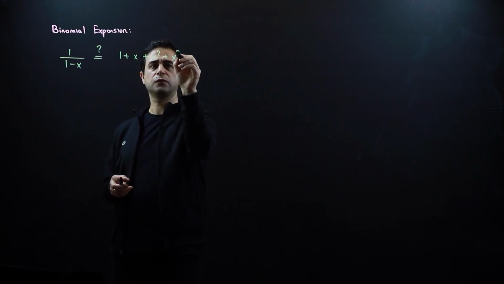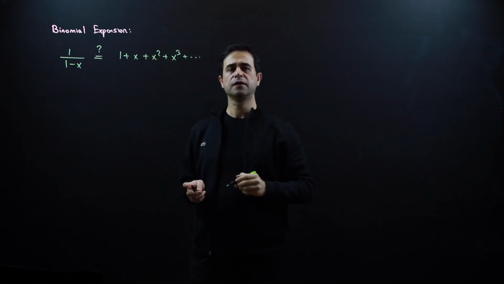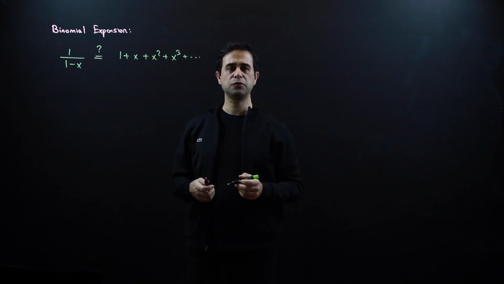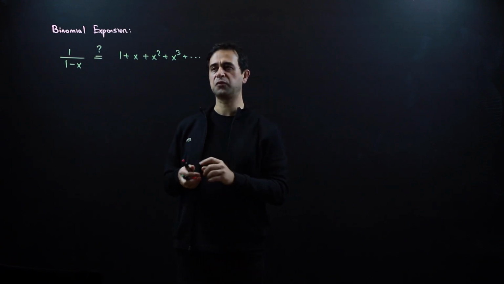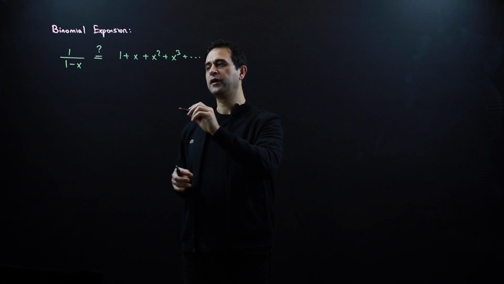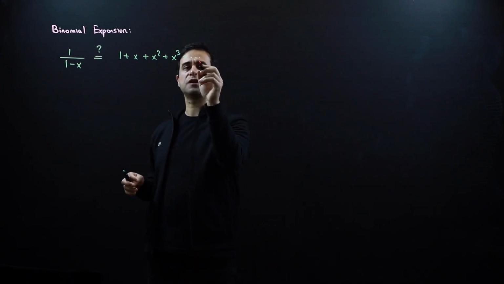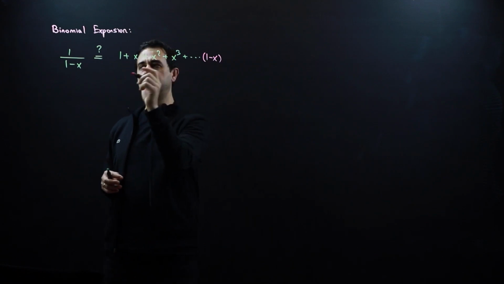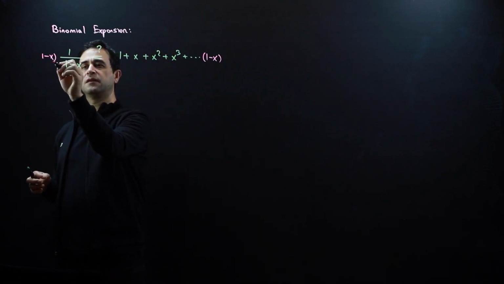plus x squared plus x cubed, and it goes like that. So obviously you can prove this rigorously, but what I'm going to do instead is, again, the physicist way of checking whether it's true or not. So what we do is we multiply both sides by 1 minus x. So I'm going to multiply the left and the right by 1 minus x.